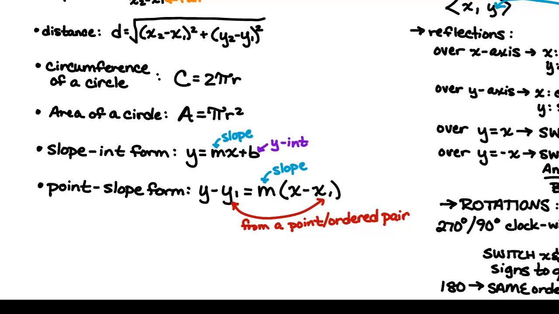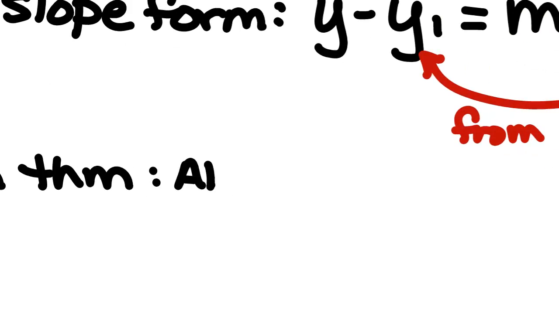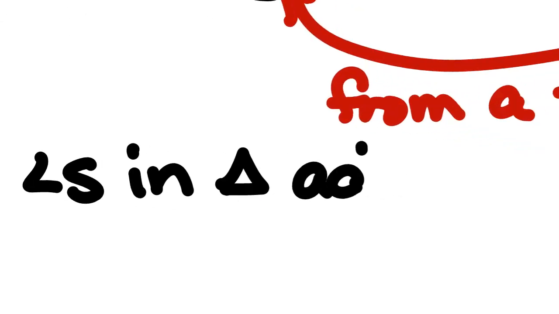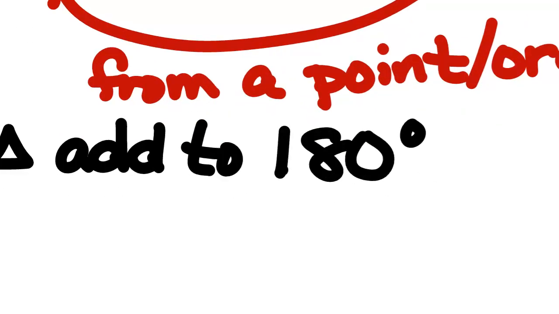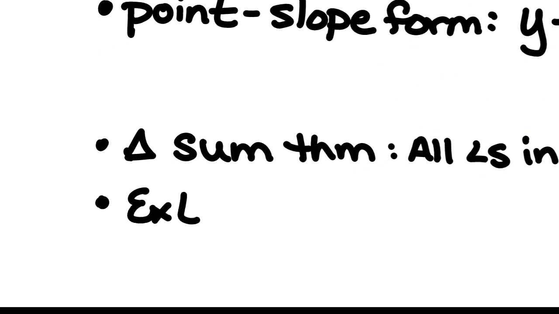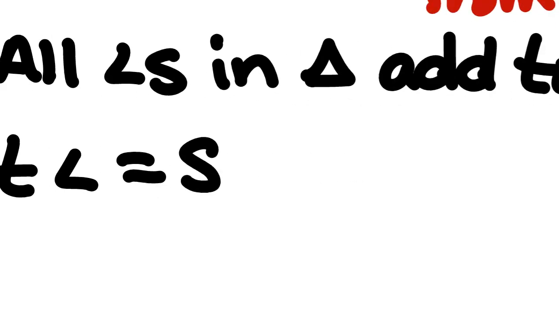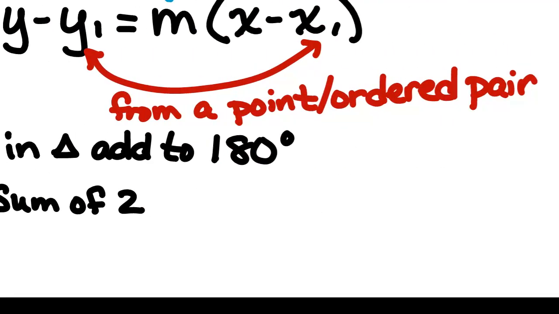Triangle sum theorem. All the angles in a triangle add to 180. Exterior angle theorem. The exterior angle is equal to the sum of the two remote interior angles.